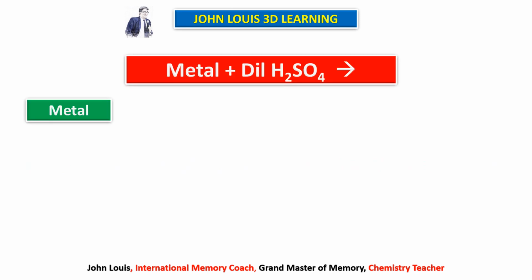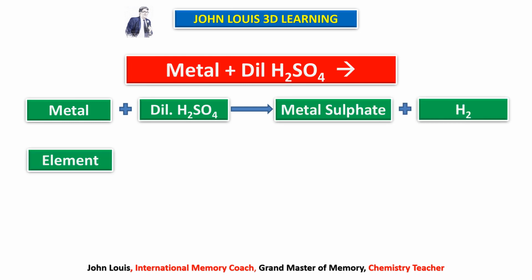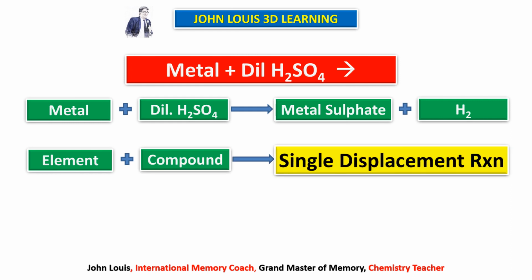Metal plus dilute sulfuric acid. What is the product you expect? Metal sulfate plus hydrogen. So metal is an element, sulfuric acid is a compound. So element plus compound will undergo what type of reaction? Single displacement reaction, which we have already learnt. So this is one of the types of single displacement reaction.